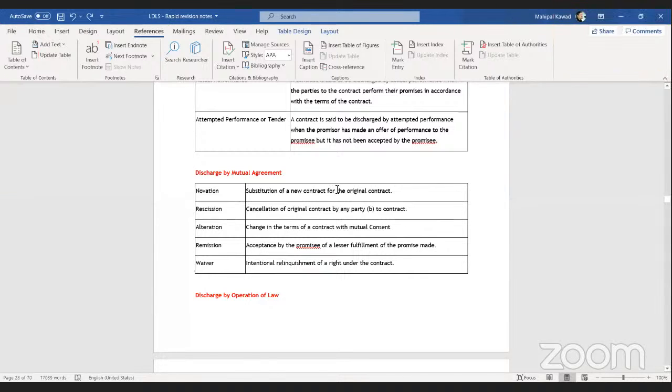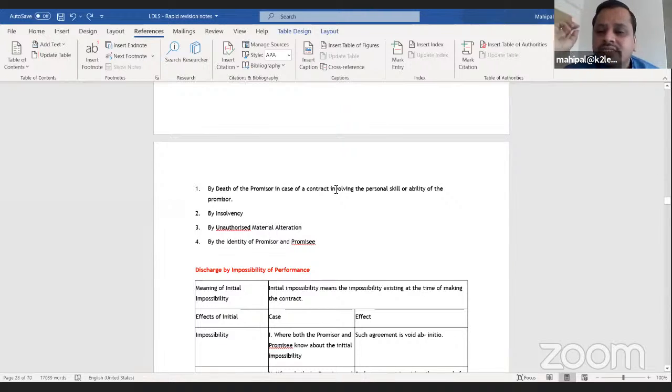Discharge by operation of law. Operation of law generally comes into place under the following circumstances. Number one, death. Number two, insolvency. Number three, unauthorized material alteration. And number four, by the identity of the promisor and promisee. What does it mean? Where the rights and duties of the parties rest in the same person.